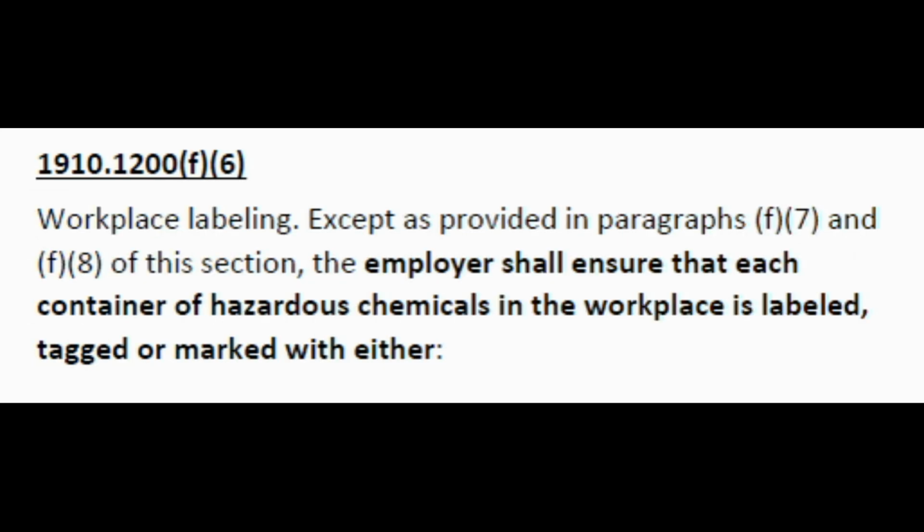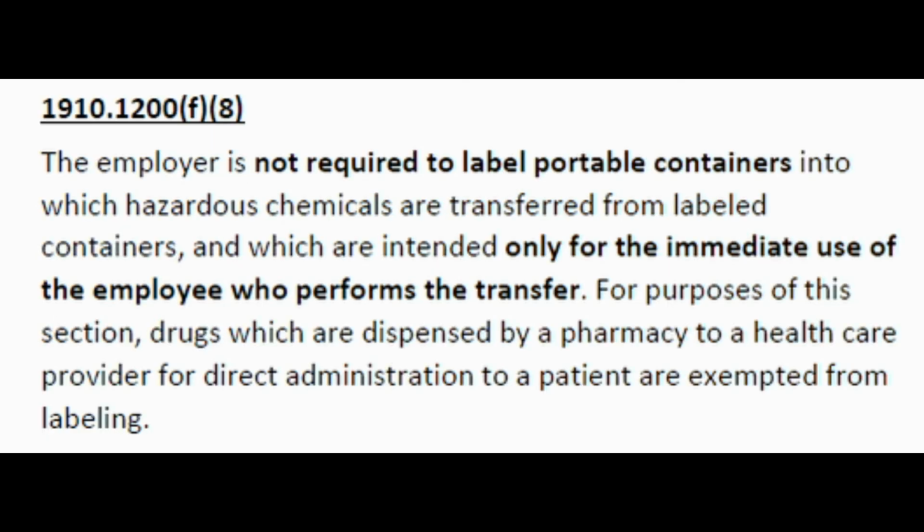1910.1200(f)(6) Workplace labeling. Except as provided in paragraphs (f)(7) and (f)(8) of this section, the employer shall ensure that each container of hazardous chemicals in the workplace is labeled, tagged, or marked with either (f)(8). The employer is not required to label portable containers into which hazardous chemicals are transferred from labeled containers, and look at the word here, and which are intended only for immediate use of the employee who performed the transfer.